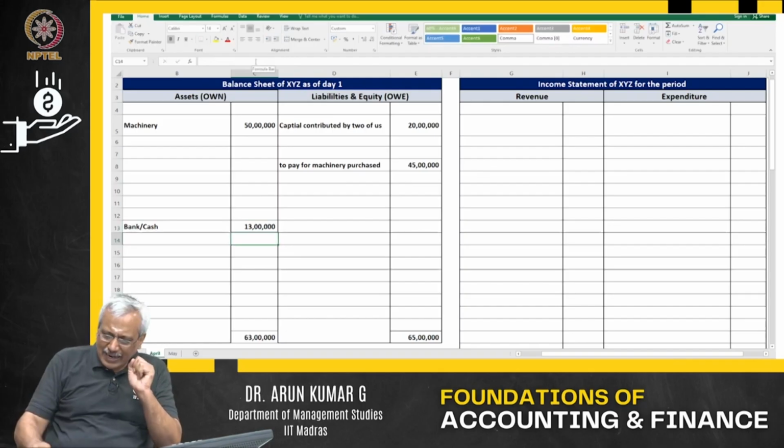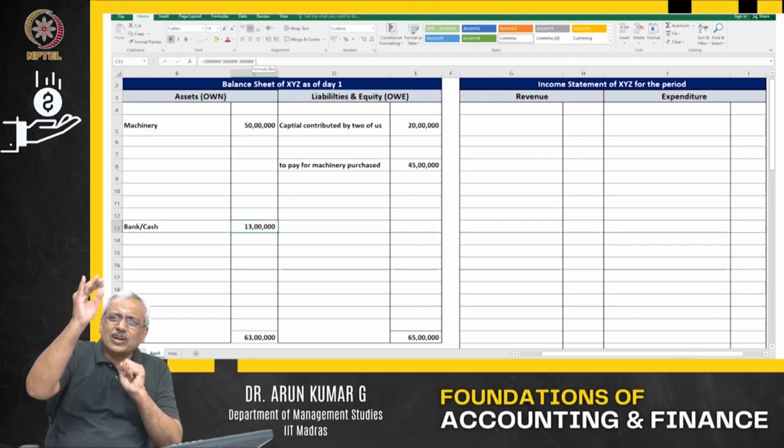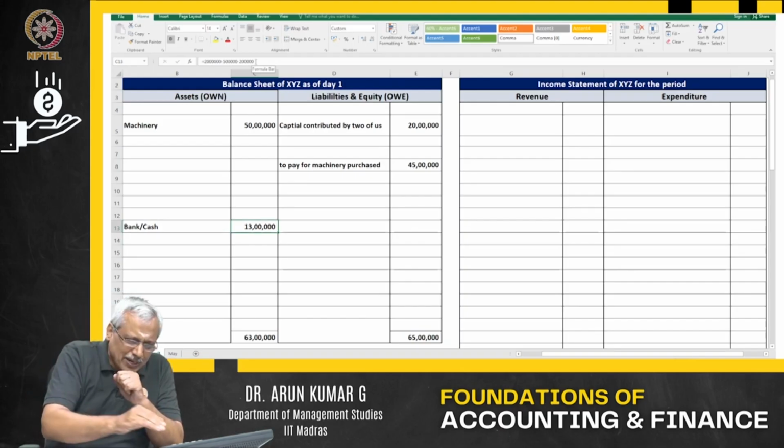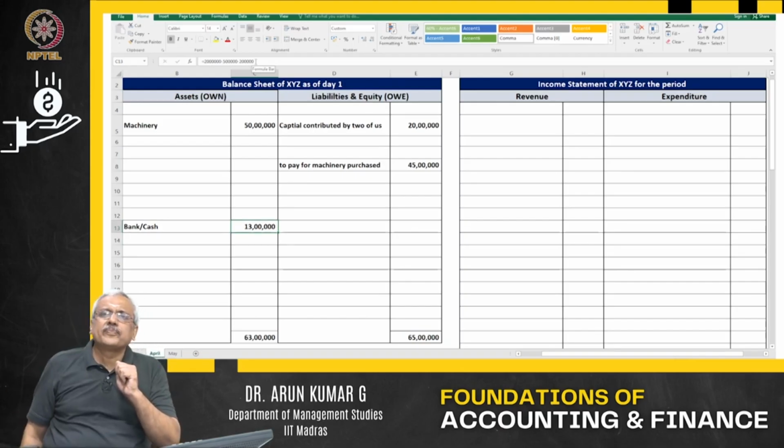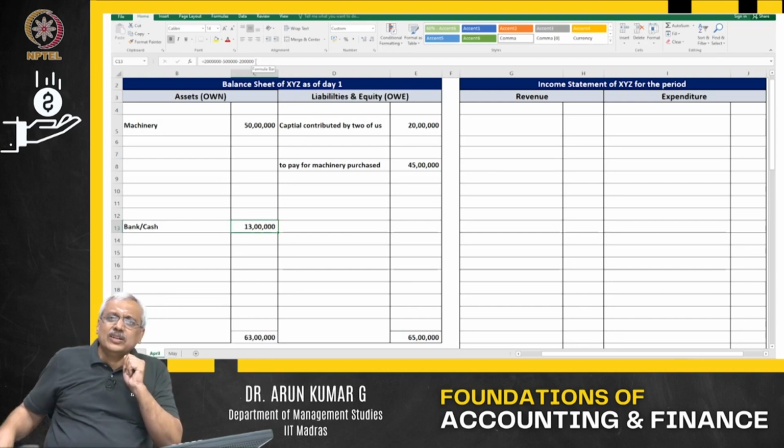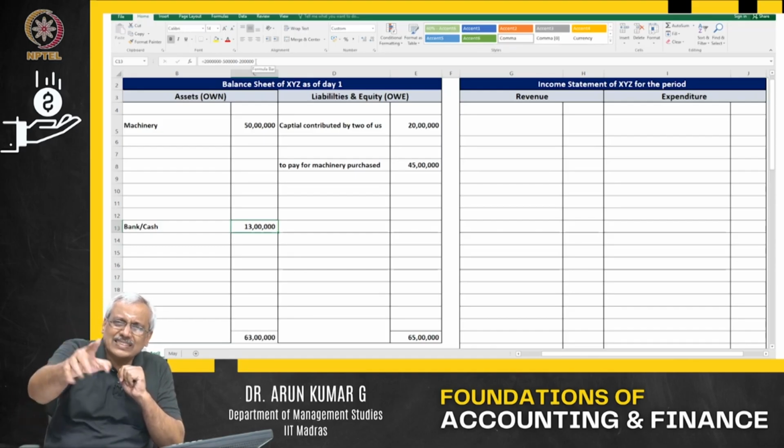Agreed? The money I had was 15 lakhs here. Now when I have paid 2 lakhs out of it, the money I have reduces by 2 lakhs. Further, your money is with him. Your money is given as advance.